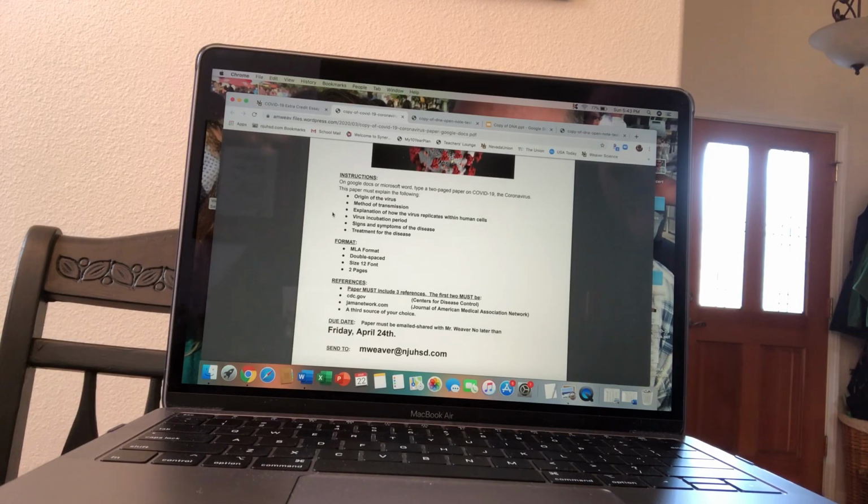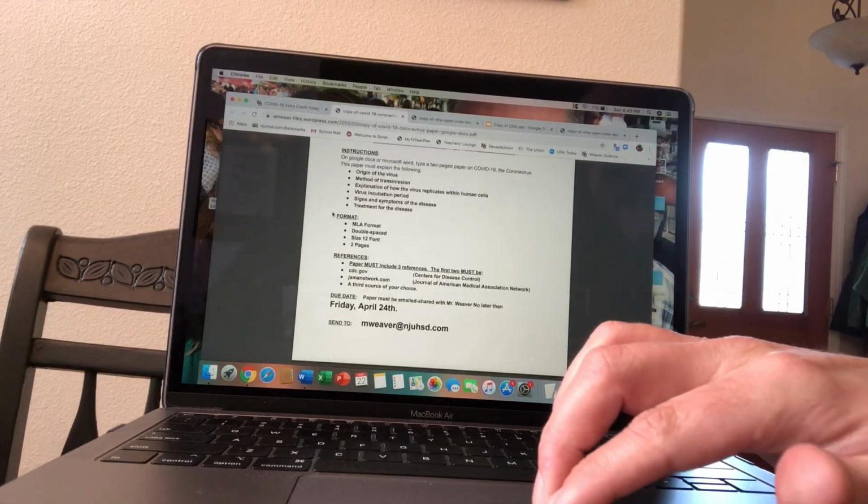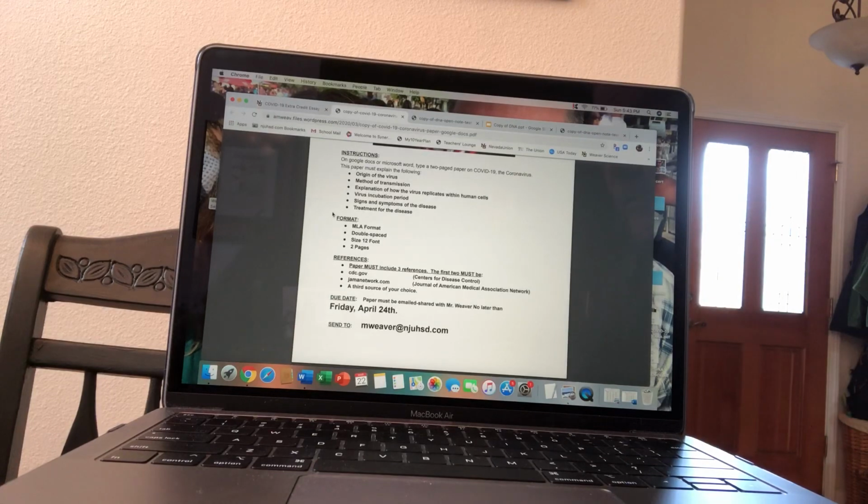The format for this paper should be MLA format. This should be double-spaced, size 12 font, 2 pages, with a final 3rd page that shows the references. In terms of references, I'm asking you to use 3 references. The first 2 I have chosen. The first reference should be from cdc.gov, which is the Centers for Disease Control. The second reference is JAMAnetwork.com, the Journal of the American Medical Association network. And finally, the last source is a source of your choice.